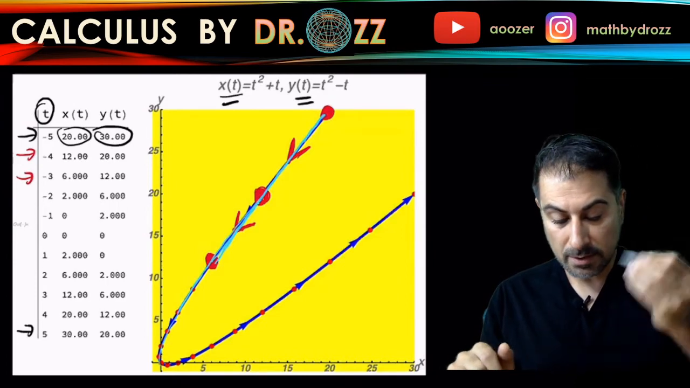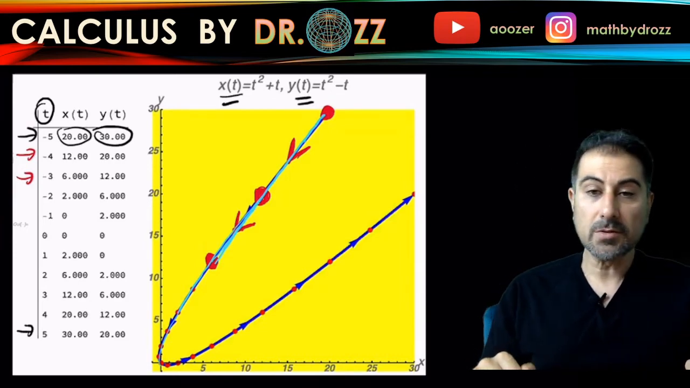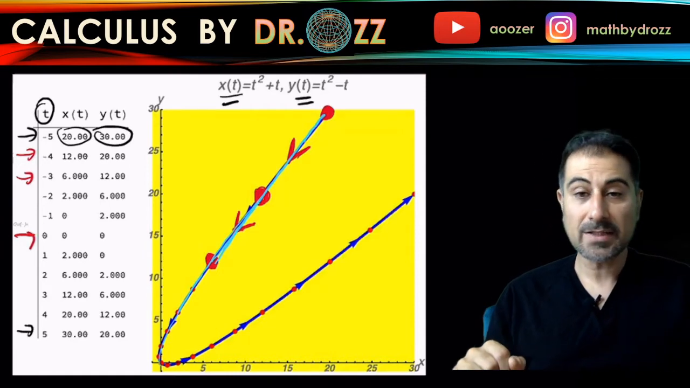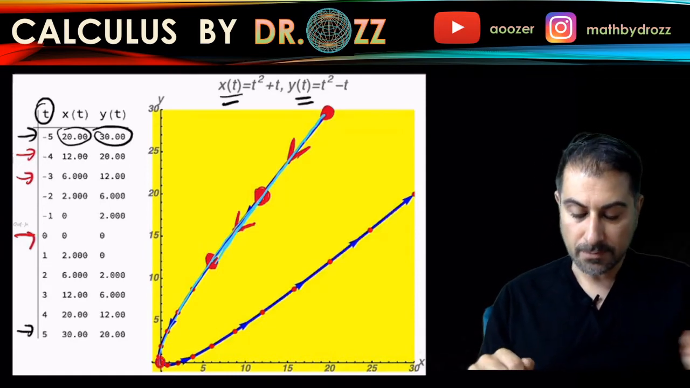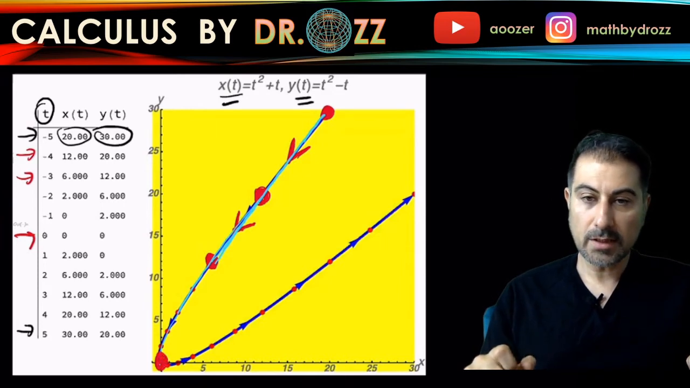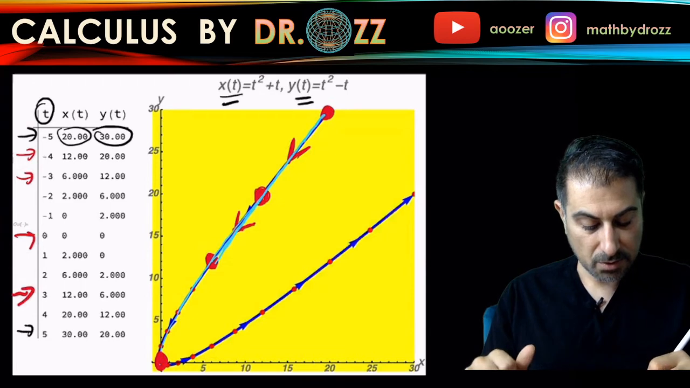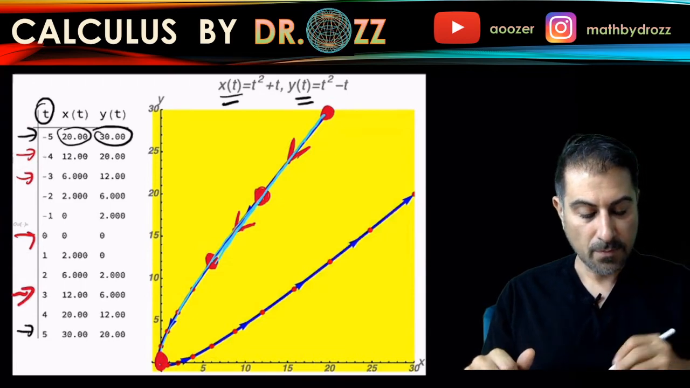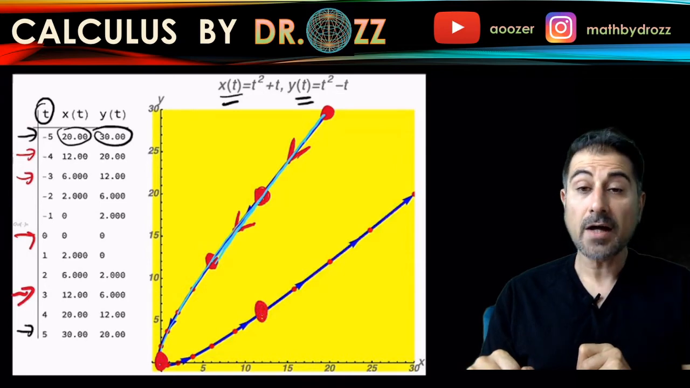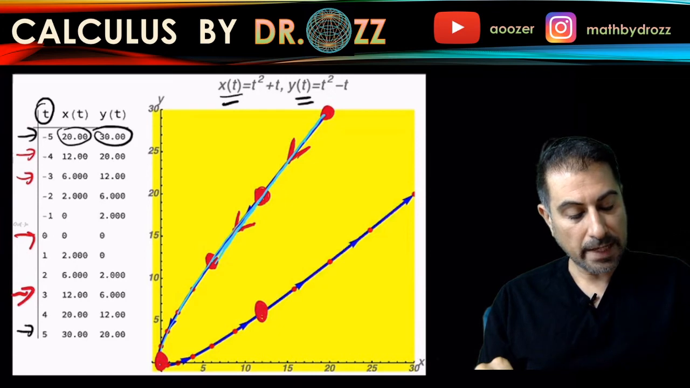Okay, so let's choose some other sample points to see where we're going to end up. Let's say t equals 0 takes you to the origin, so that means the curve is going to pass through the origin. For t equals 3, I have 12 and 6. 12 and 6 is right here. And then let's look at the last point, t equals 5. That takes you to the point 30 and 20. So that's where you end up.